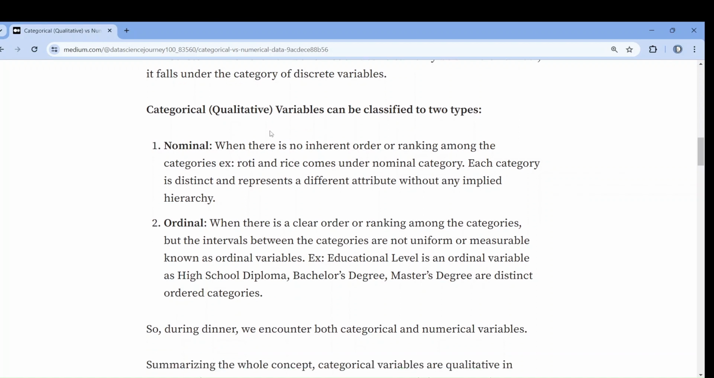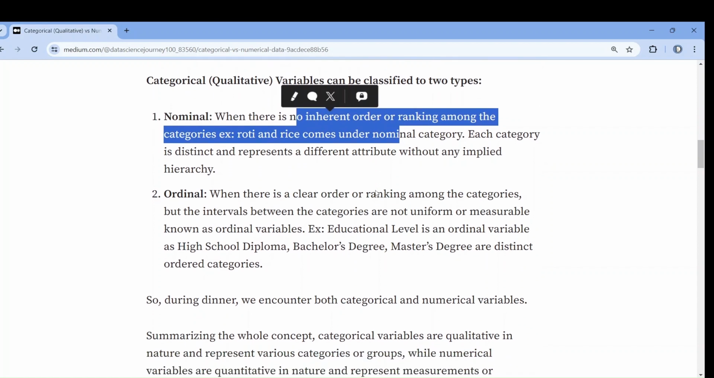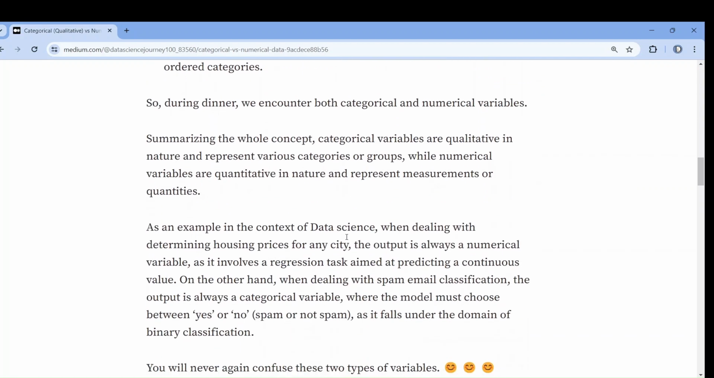Now, what is the difference between the two? Nominal means when there is no inherent order or ranking. Like roti and rice, both are different categories, distinct. So this can be treated as nominal variables. What about ordinal? Suppose you have completed 10th, then 12th, then bachelor's degree, master's degree. So one person with a bachelor's degree is different from one person with a master's degree. There is a rank, there is a clear order. Then it is known as ordinal. So this is all about this topic.